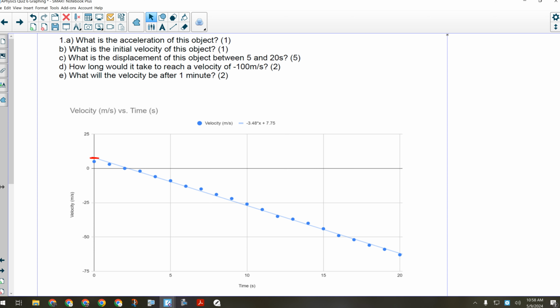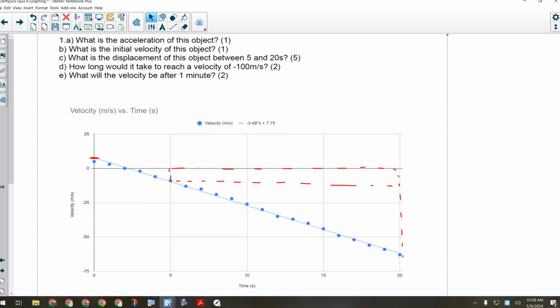All right. Calculating the displacement between 5 and 20 seconds. Exactly the same as what we did on the other one? Yeah, I've got to find the size of this box and that triangle. Is it okay that they're upside down? The area will just be negative. Yeah, this object's going backwards.